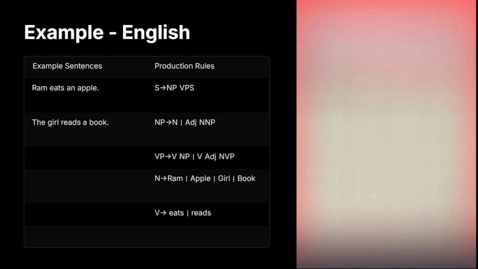So, for example, if a sentence is given like Ram eats an apple and the girl reads a book, we can generate a production rule like sentence goes to noun phrase and verb phrase. The NP represents noun phrase and VP represents verb phrase, and this can be applied again. The noun phrase can be made up of a noun, or with an adjunct, or a pronoun, and these production rules are written based on the structure of a given sentence. From these production rules we can recreate this sentence.